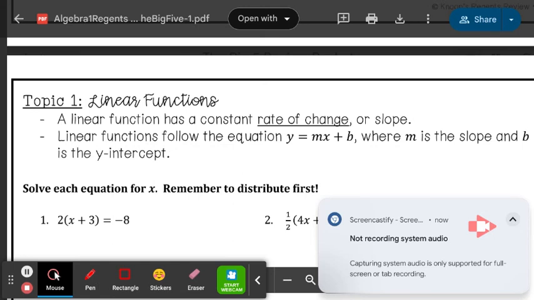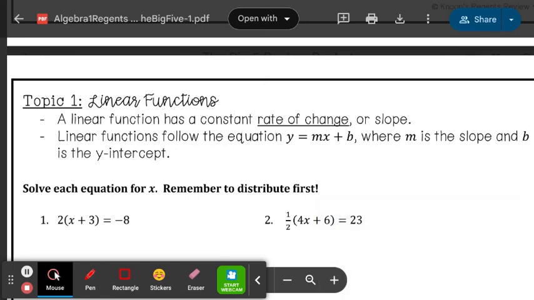So page 5 starts our review of linear functions. Before, we were looking at just general functions. Now we're just looking at lines.